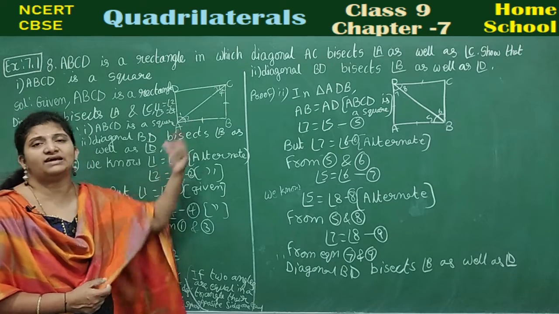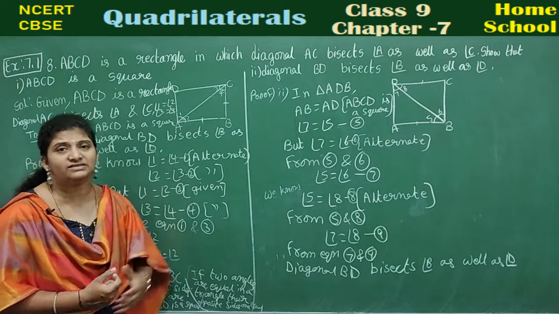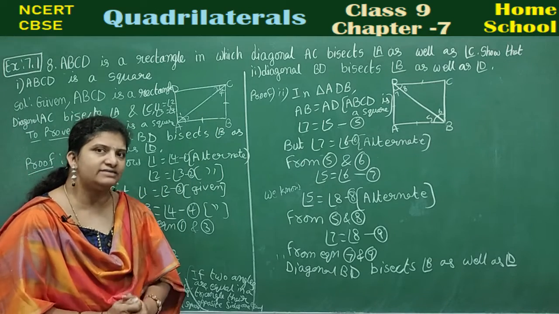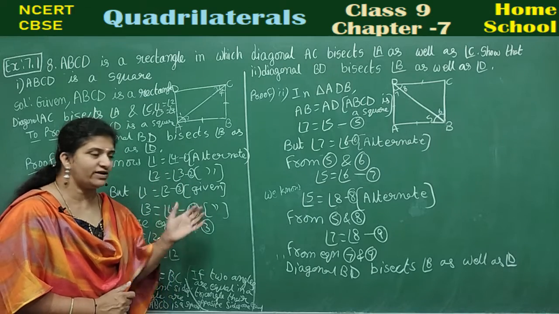If the opposite sides are equal, that means these two sides are adjacent sides of a rectangle. In a rectangle, if adjacent sides are equal, then it becomes a square. That's all. That is the proof for the first one.